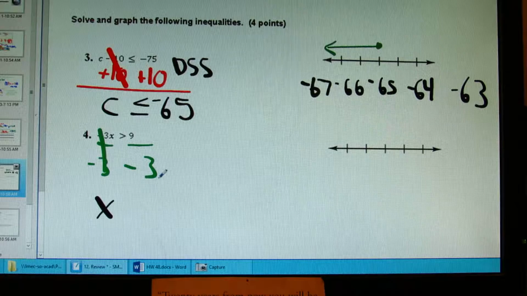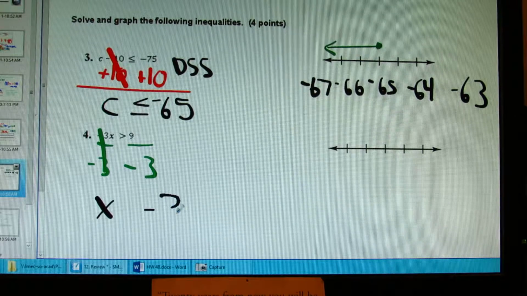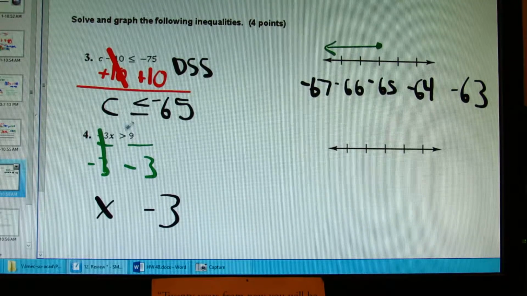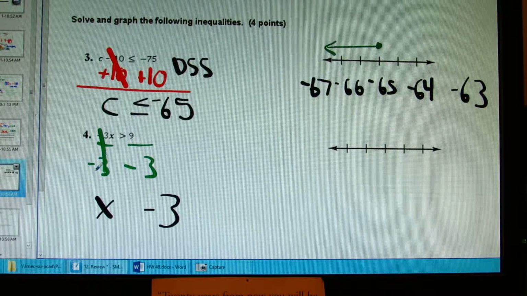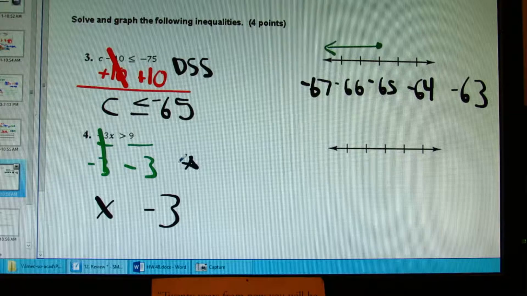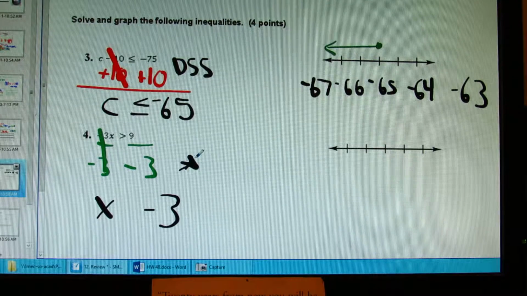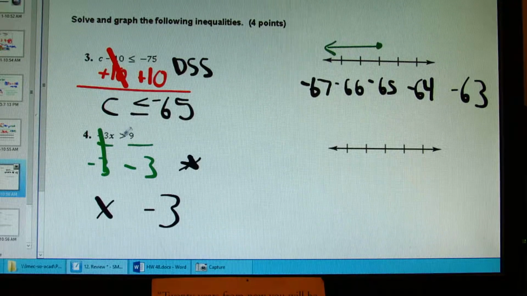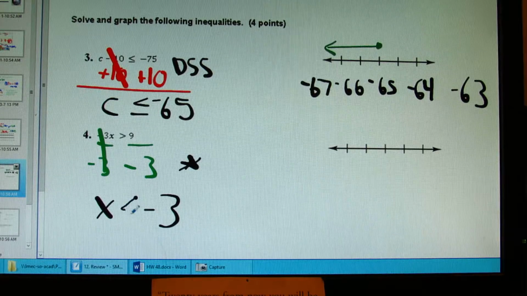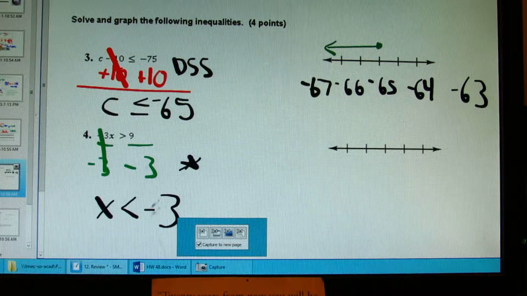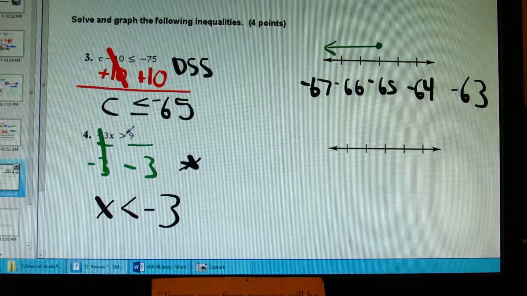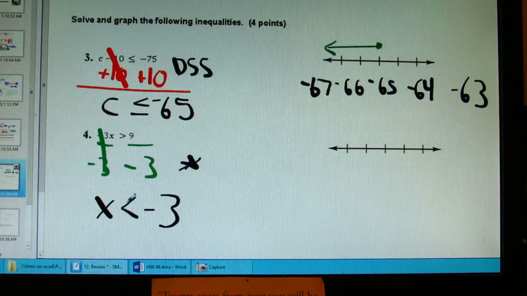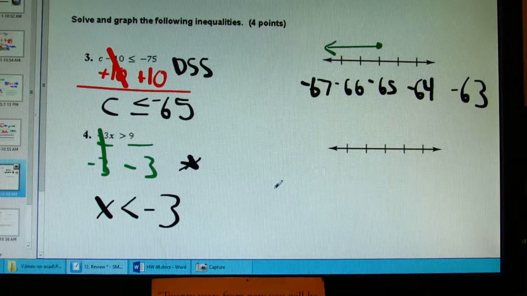When I solve this, I'm going to get negative 3. But, and here's a big but, when I divide by a negative number, I have to switch the inequality symbol. So be careful. Did you do it? Did you switch it? It was a greater than, now it's a less than. All right, let's keep going.